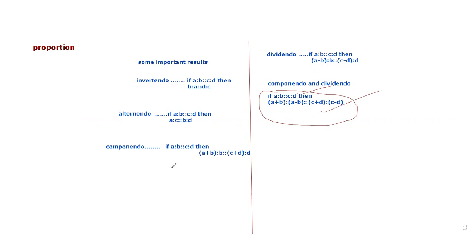So these are some results: invertendo and alternando, componendo, dividendo, and componendo and dividendo, and we will see some questions on these topics tomorrow inshallah.